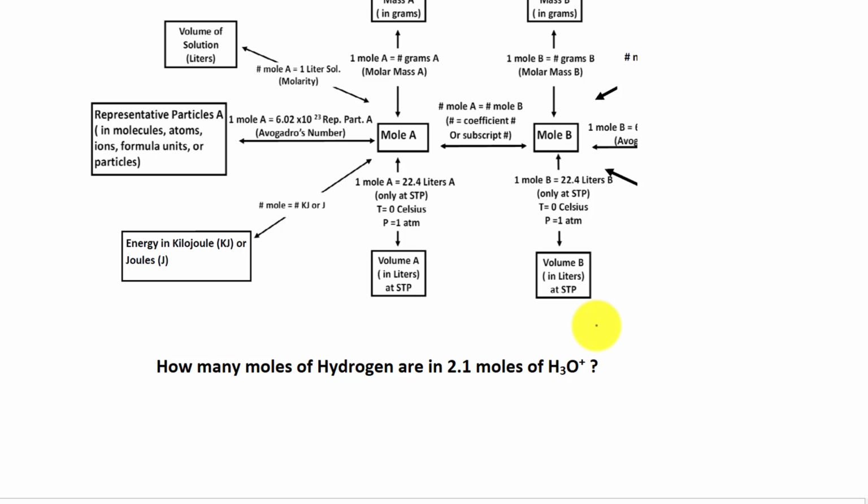In the previous lesson, we learned how to use stoichiometry to convert from mass to mole, or from mole to representative particles, or from mole to volume in terms of liters. Now we are going to look at how to convert from moles A to moles B. And what we are going to focus on is this part of the conversion factor. And we are going to look at the chemical formula.